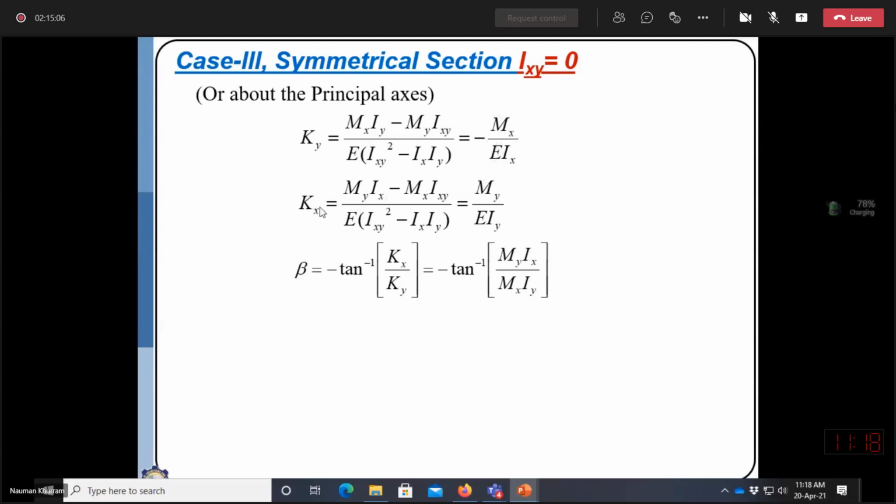So similarly, kx, if this parameter is 0 and this is 0, then the curvature acting in x direction is a function of the moment about y-axis. It means that My over Iy is equal to curvature into E. So a simple bending theory will be applicable because we are dealing with the symmetrical section, and beta will be equal to minus tangent inverse of kx over ky. So the beta expression will be the same as we determined for the principle of superposition method.